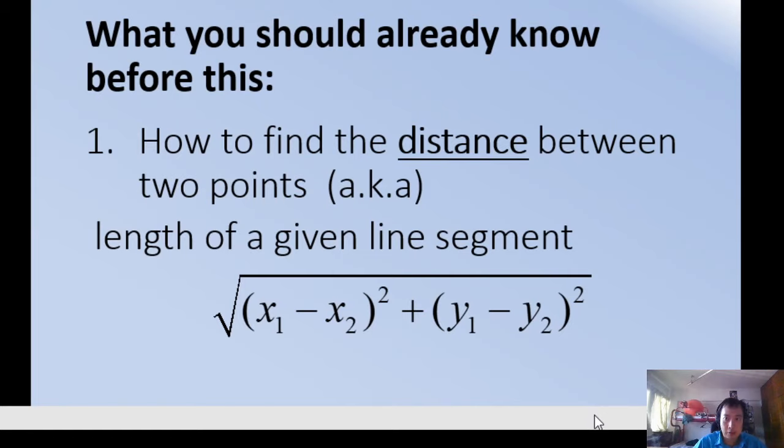All right, so just think about it. The distance between 2 points can also be thought of as the length of a line segment.